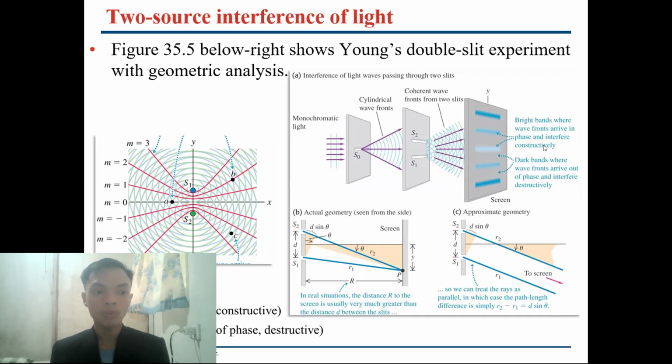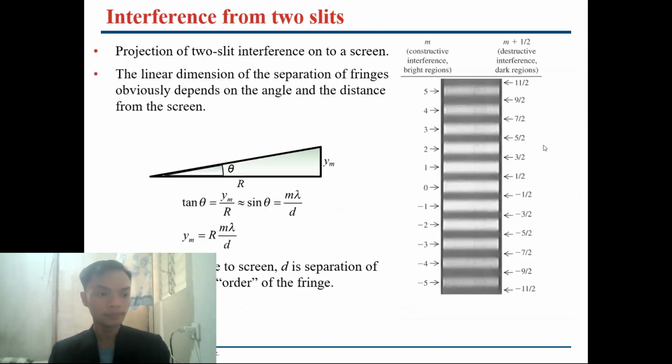So the experiment was revolutionary. It proved that light is not just a stream of particles, but a wave capable of interference. So we have here the interference from two slits. So there is a projection of two-slit interference onto a screen.